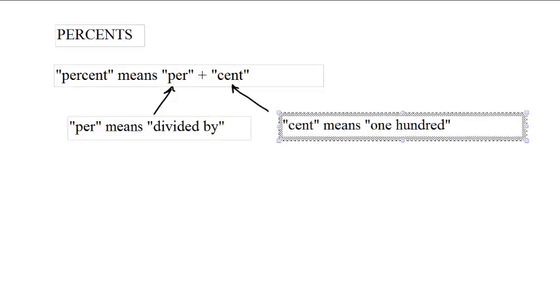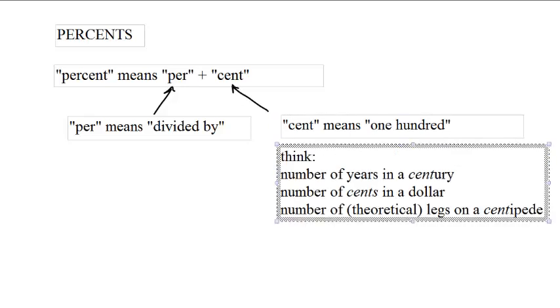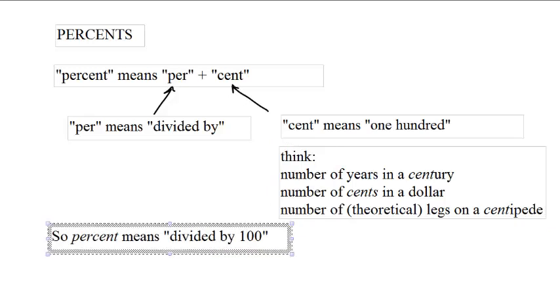Cent means 100. Think the number of years in a century. There's 100 years in a century. Number of cents in a dollar. There's 100 cents in a dollar. The centipede supposedly has 100 legs. It doesn't, but theoretically it has. Anyway, so what we're saying is percent means divided by 100.